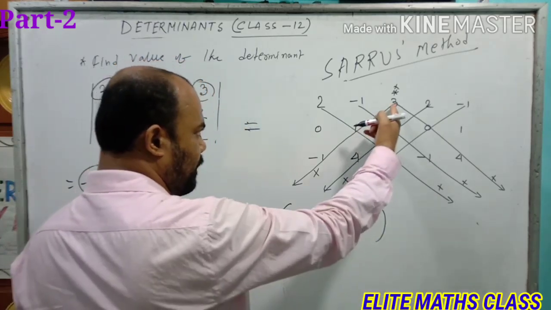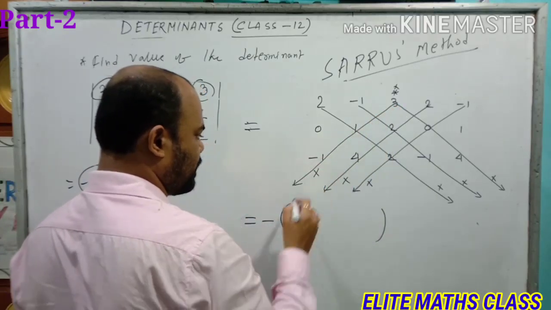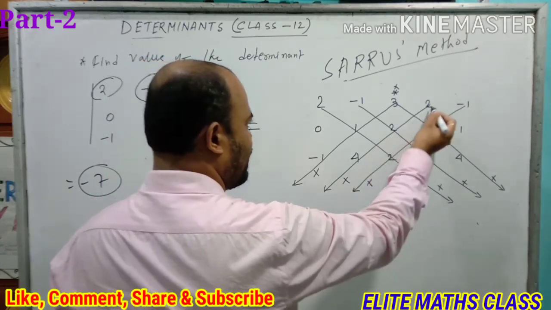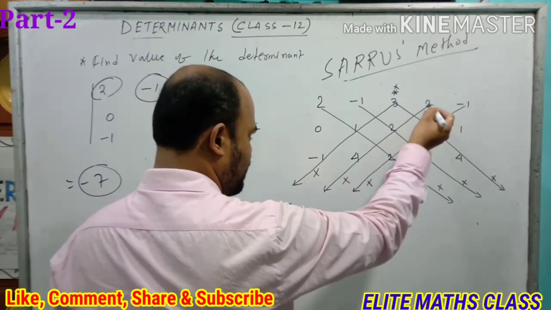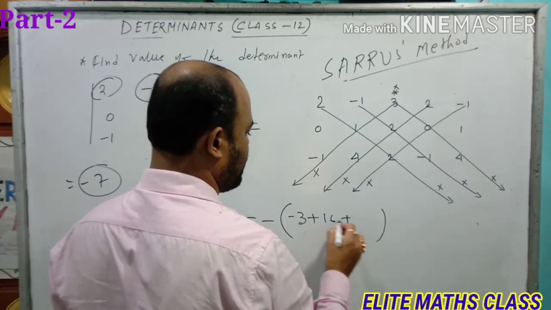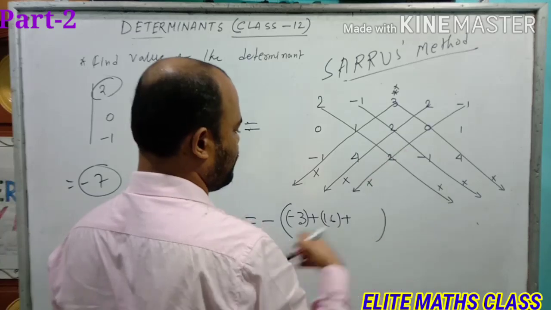Then see, by multiplying all these elements, what we are getting: 3 into 1 into minus 1, it is minus 3. Plus, then multiply all these elements: 2 into 2 is 4, 4 into 4 is 16. Plus, you may write like this: plus, all the products will be plus.